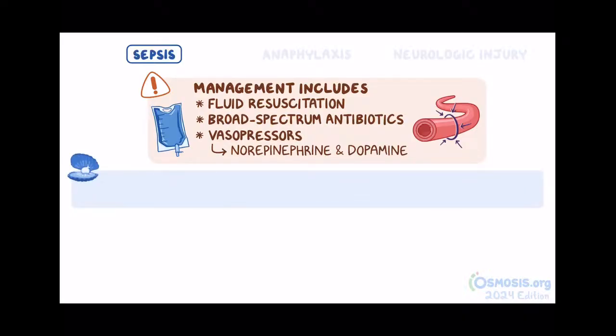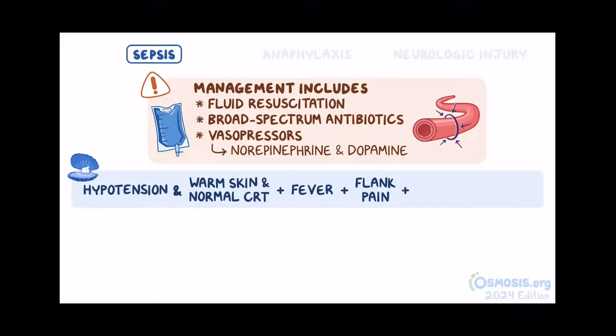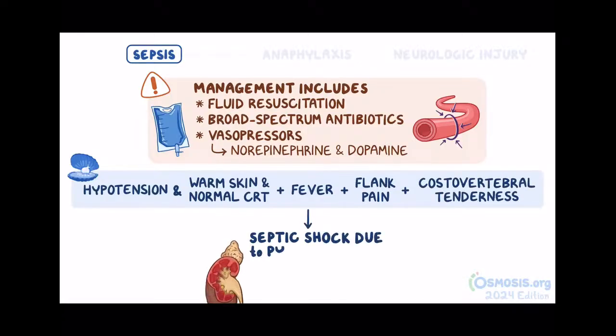Now, here's a clinical pearl to keep in mind. If your patient presents with hypotension, warm skin, and normal CRT in combination with fever, flank pain, and costovertebral tenderness, think of septic shock due to pyelonephritis.